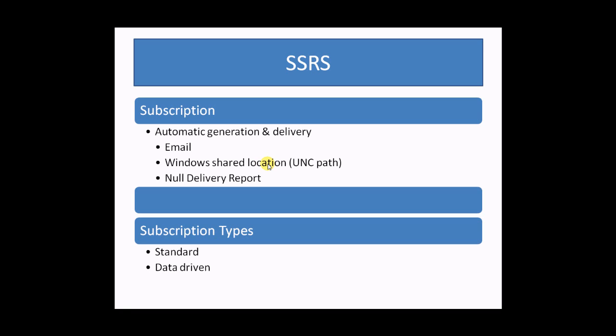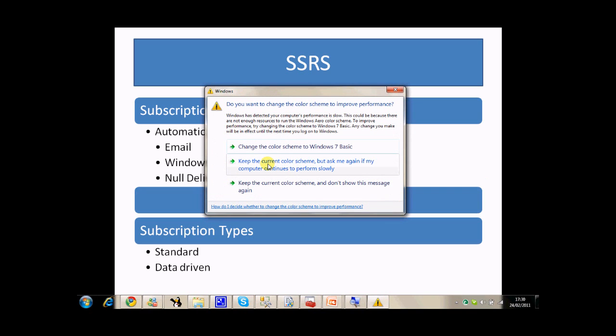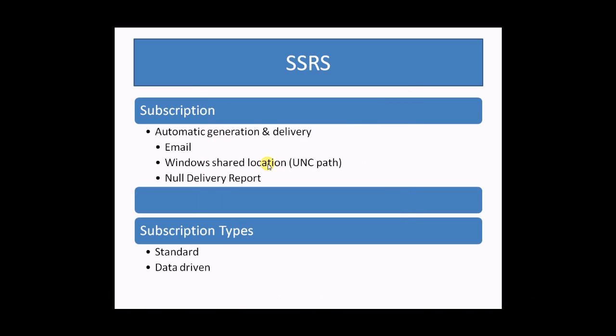Also, using data driven subscriptions, we can deliver the same report to multiple destinations. For example, we can say, okay, generate this report with this parameter from this table, then deliver it to this same location. Also send the same report to this person using this email address. So we can specify a number of options using this data driven subscription. Now let's create a standard subscription and see how we can generate this.